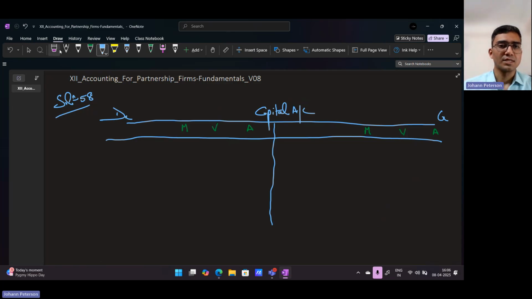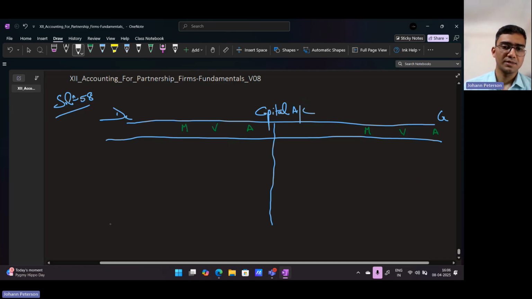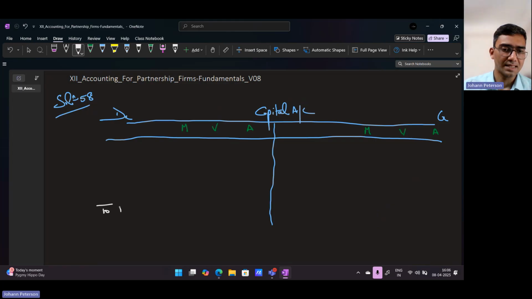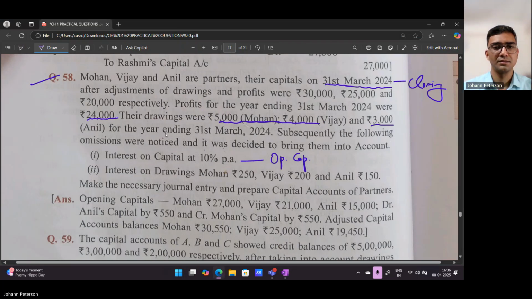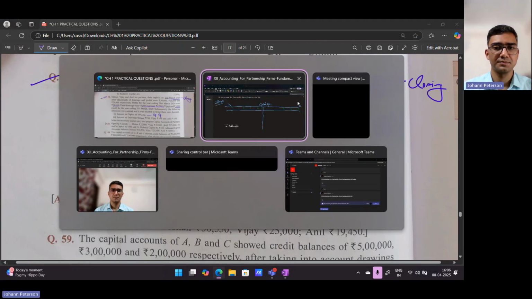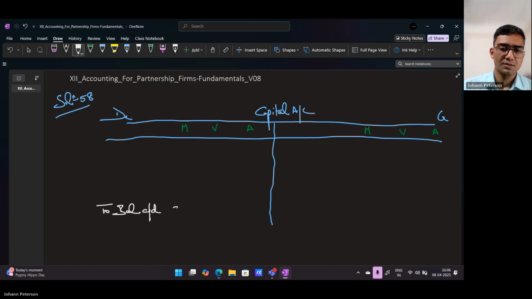So since we are told the closing capital, we know our closing capital, we write it on the debit side. We will call this 2 balance carried down. The amount given is 30, 25, and 20. So 30,000, 25,000, and 20,000.